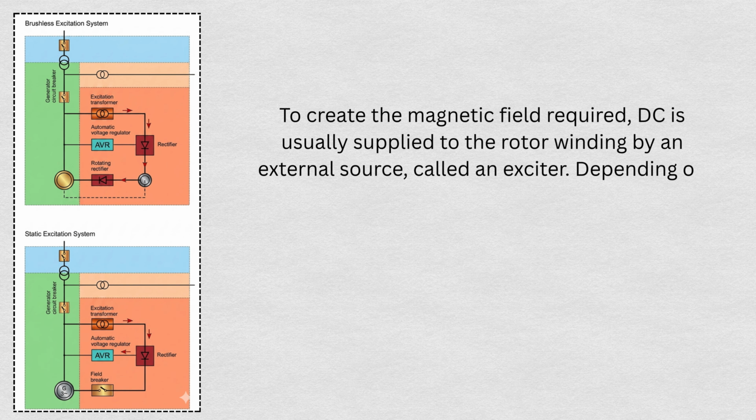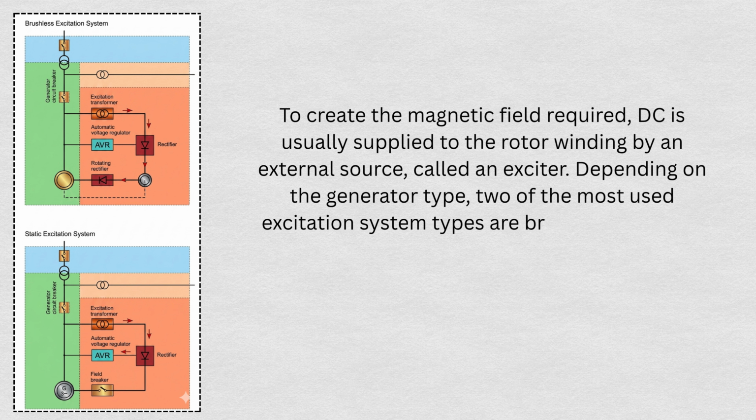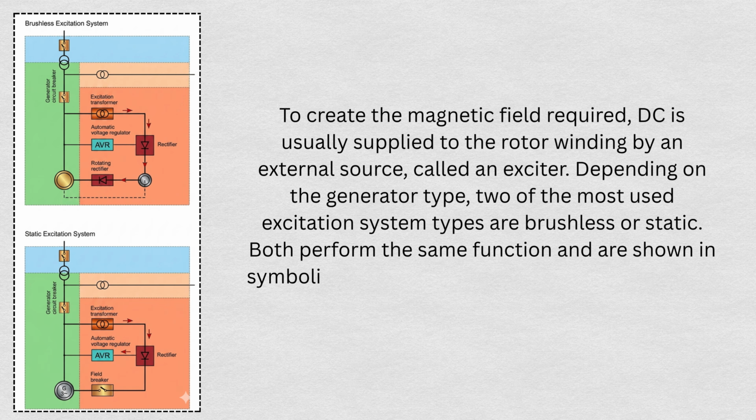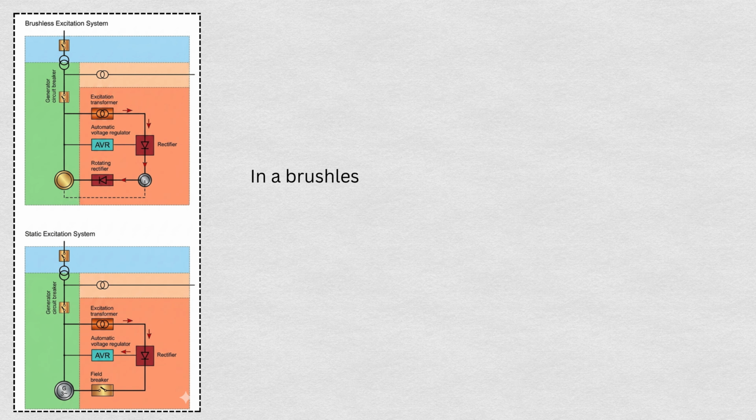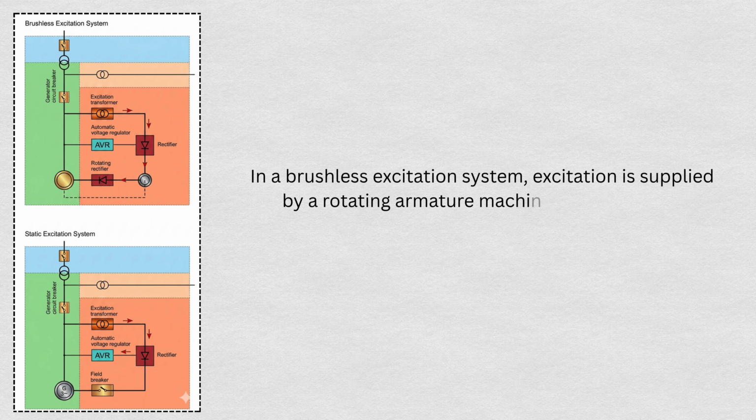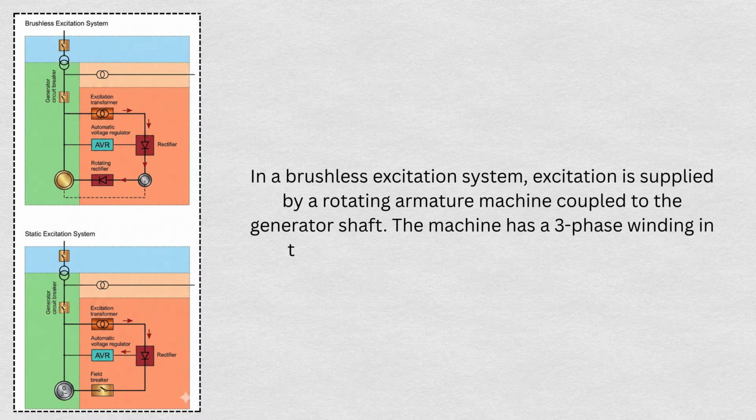Depending on the generator type, two of the most used excitation system types are brushless or static. Both perform the same function and are shown in symbolic form on the figures in the corresponding paragraph. In a brushless excitation system, excitation is supplied by a rotating armature machine coupled to the generator shaft. The machine has a three-phase winding in the rotor and a DC field winding in the stator.